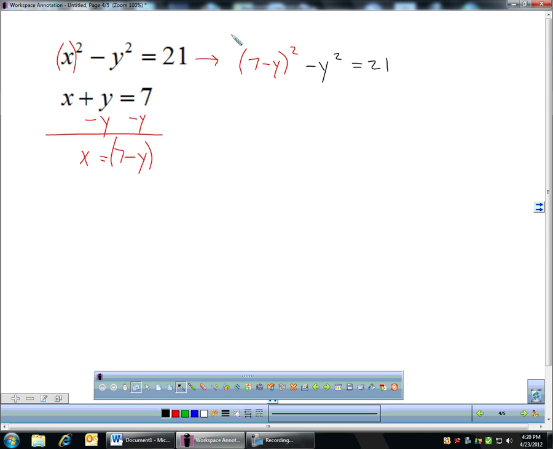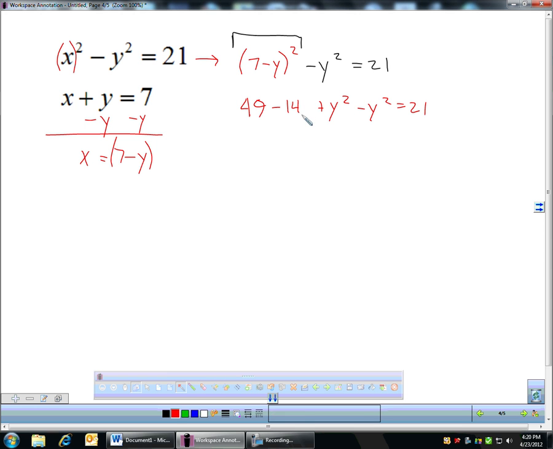And to solve this one, you're going to have to FOIL this out. 7 minus y squared, that whole thing multiplies out to 49 minus 14y plus y squared, minus y squared, is equal to 21. And this one gets kind of nice because y squared minus y squared cancels. That gets rid of your squared terms, which means we no longer have to solve by factoring. So 49 minus 14y equals 21. Subtract 49, you get negative 14y is equal to negative 28, and y is equal to 2.